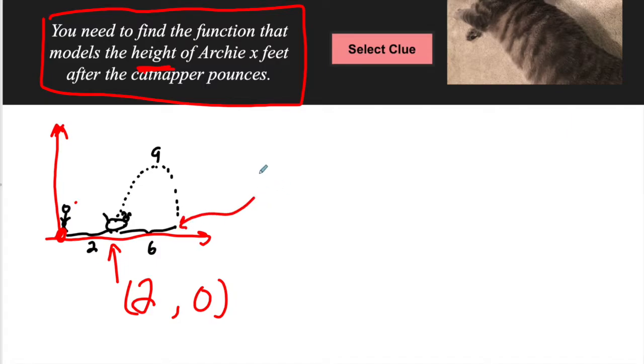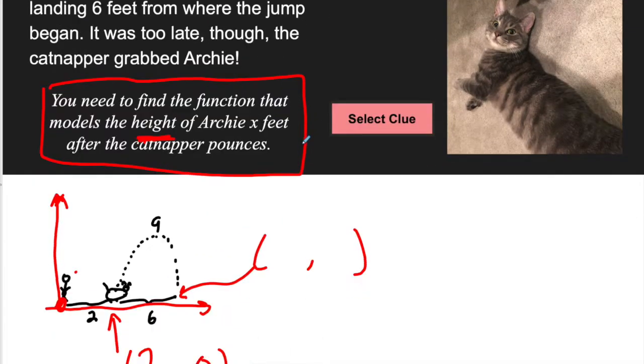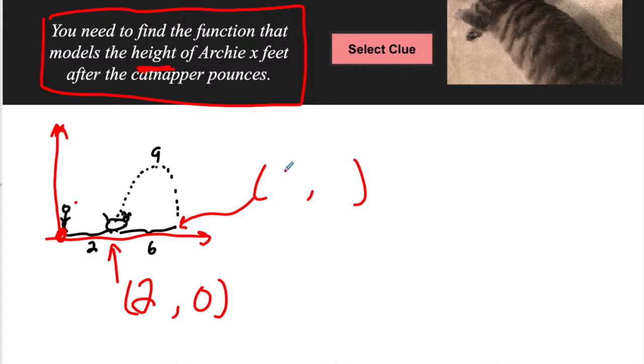Here, I know that he lands 6 feet after, or from where the jump began. So 6 feet, not 6, but 8, because it's got to be this 2 plus this 6. And he's landing, so he's back at the ground. So what I have is 2, 0 and 8, 0. And since these are intercepts, what form would I use? I would use intercept form, okay?